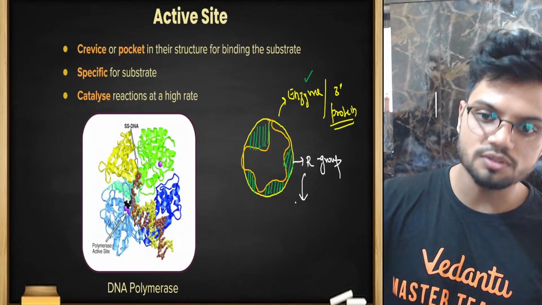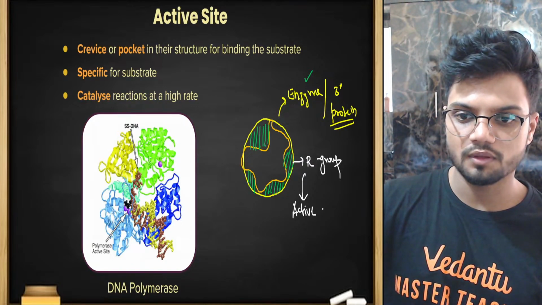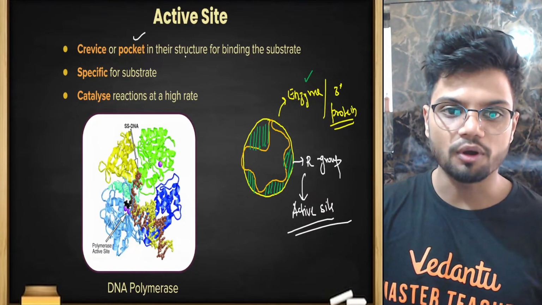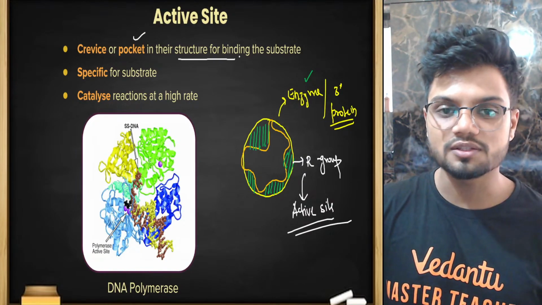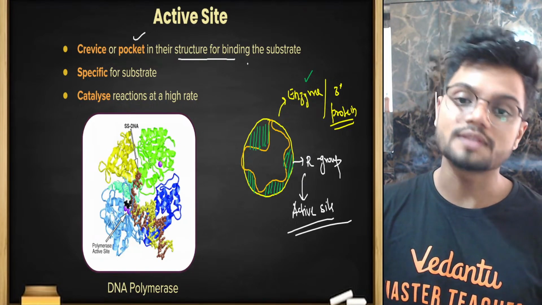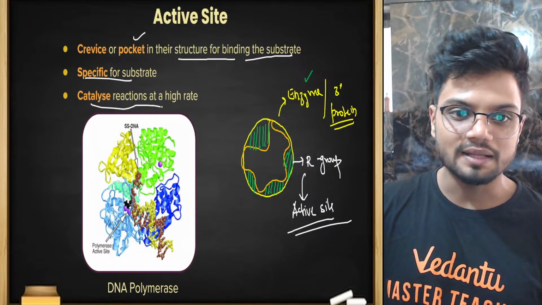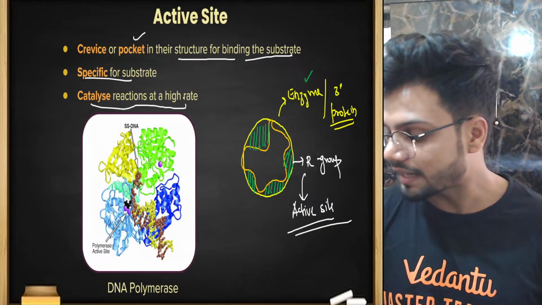These particular structures are called the active site. So what is an active site? An active site is a crevice or a pocket in the structure of the enzyme for binding to the substrate. It is very specific in action and catalyzes the reaction at a high rate. That is an active site.